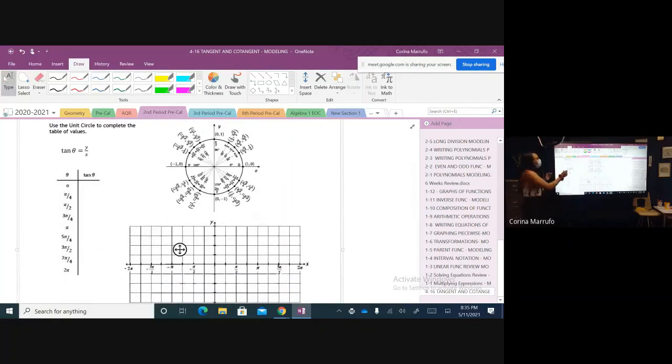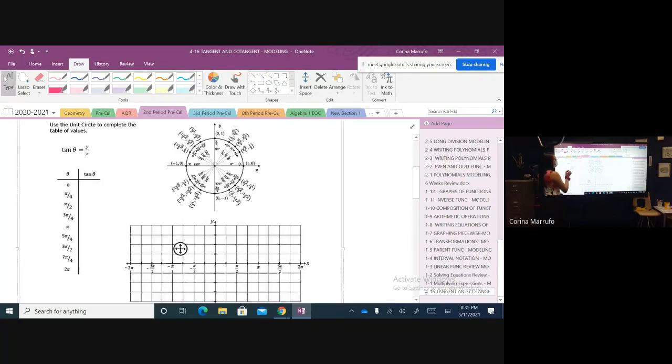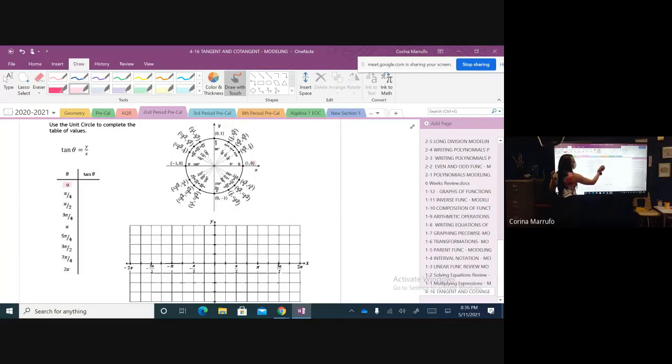So if we are looking at this first one, we have 0. At 0 degrees, we're going to take our y value, which is 0, and divide it by our x value, which is 1. So we do 0 divided by 1, and 0 divided by 1 gives us 0. Okay. Then we go to pi over 4.